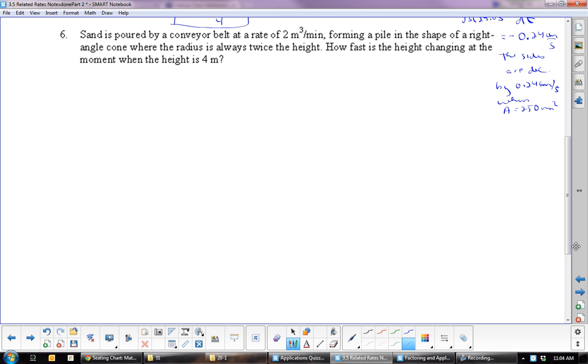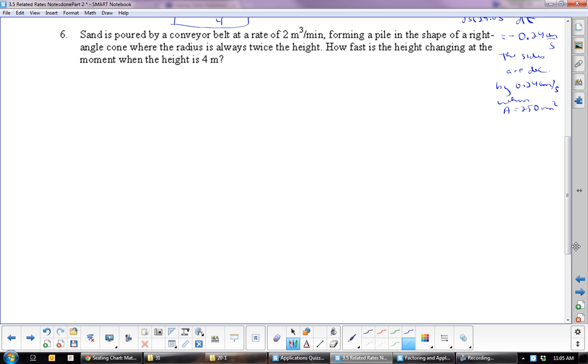Okay, so I'm going to start stepping back a bit here and getting you guys to tell me what to do next, or do first, or whatever. Okay, we got sand is poured by a conveyor belt at a rate of 2 meters cubed per minute, forming a pile in the sand of a right-angled cone where the radius is always twice the height. How fast is the height changing at the moment when the height is 4 meters?